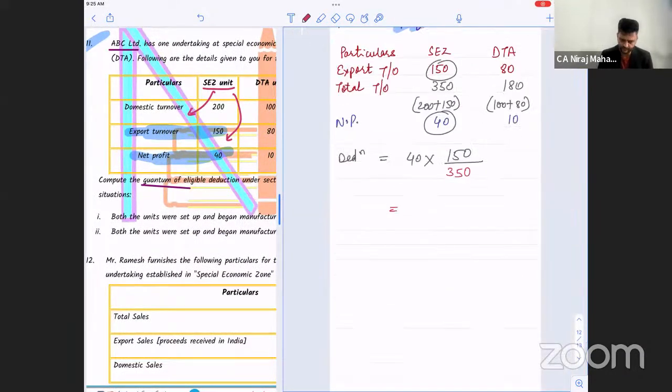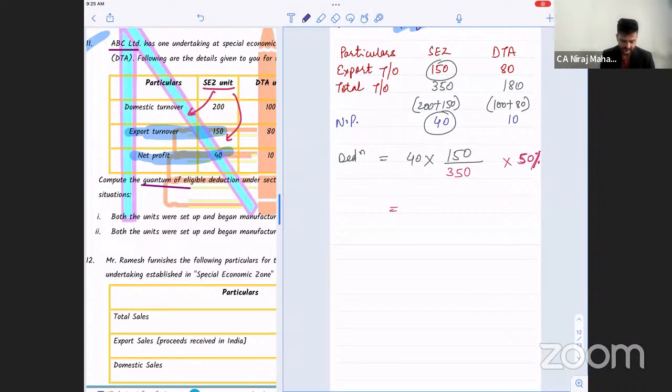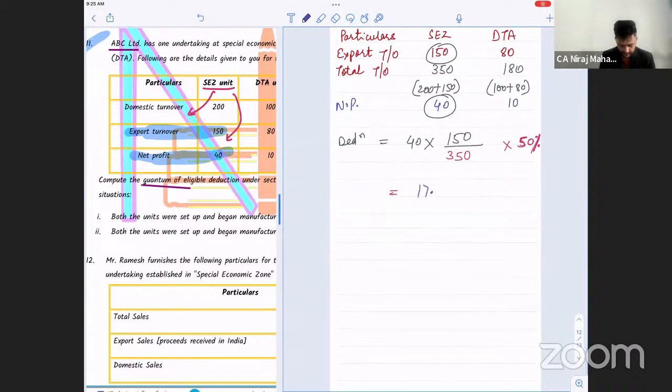But of this, I will take obviously 50%. Are you understanding now why 50%? Because we are in the next 5 years, no? Got it, everybody? So it is what, bacho? This figure goes to something like 17.14, into 50%. This comes to 8.57. Clear, all of you? That is your deduction for the current year.